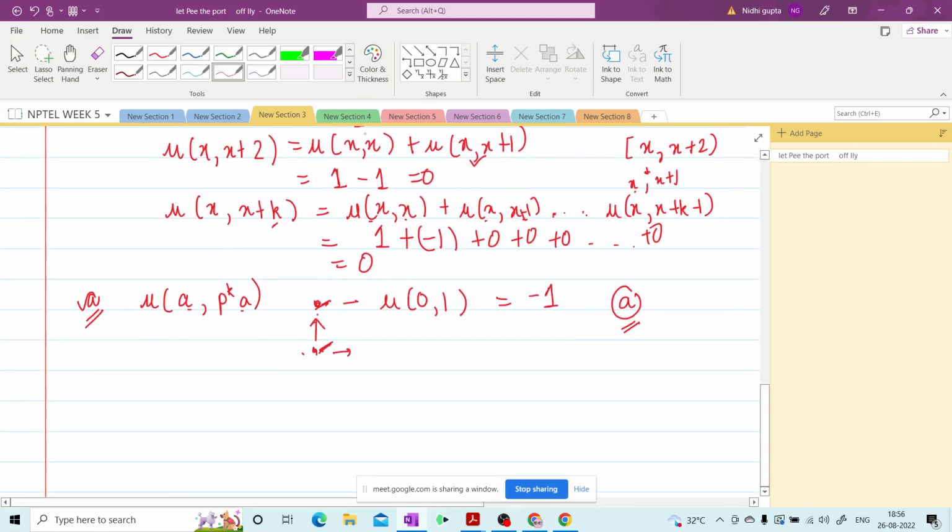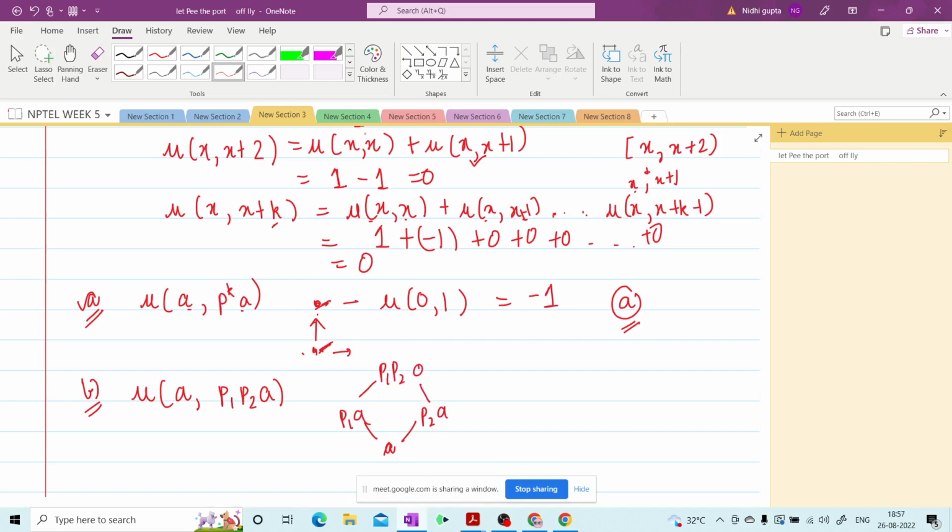Now we want to compute the Mobius number for A, when we have two prime factors. So we see the Hasse diagram for this was coming out to be this, as Anuj pointed out. P2A. Now if we want to count this, since this is not a chain, we can't apply our previous formula.